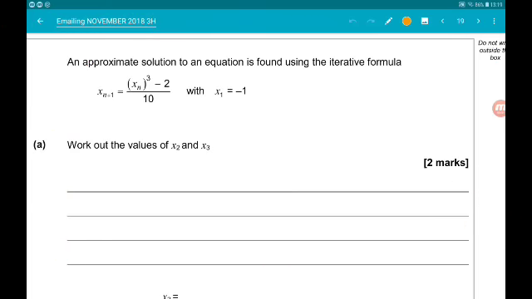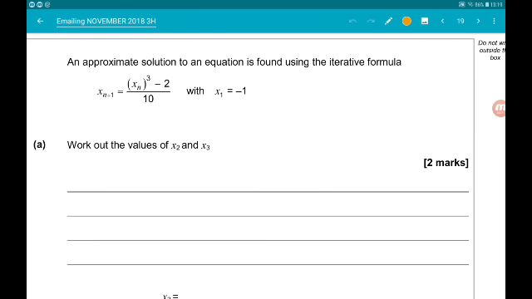Okay, number 22, we have iteration. So I've got a video on this down below. This is literally so simple, as long as you know how to use your calculator. So, check out the video. So, an approximate solution to an equation is found using the iterative formula. Xn add 1 is xn cubed minus 2 over 10, with x1 is equal to minus 1. Part A wants us to work out the values of x2 and x3.